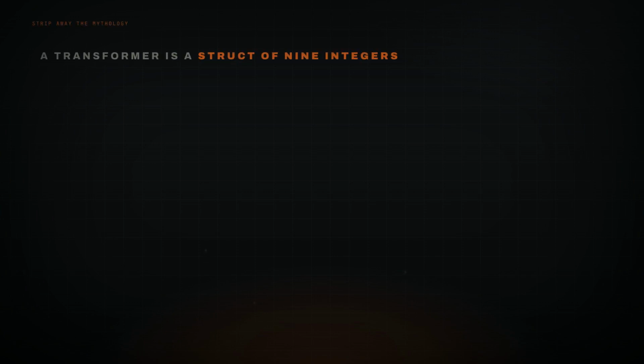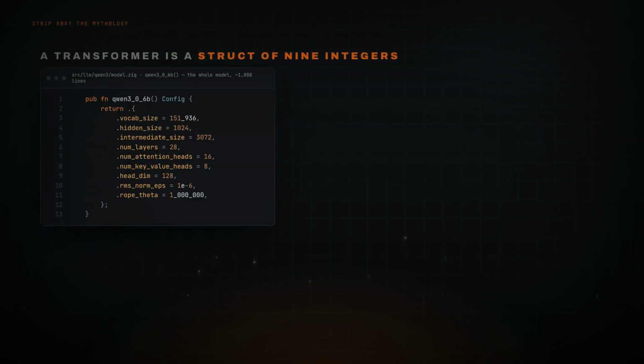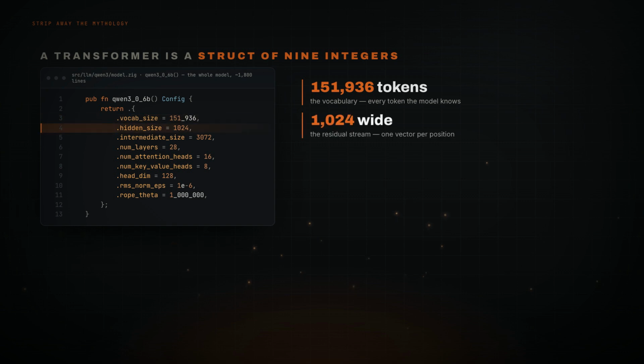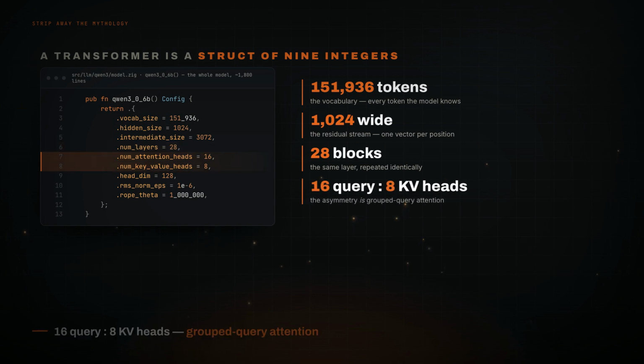Strip away the mythology, and a transformer's architecture is a struct of 9 integers. This is Qwen3 0.6B, the chapter's reference model, verbatim: a vocabulary of 151,936 tokens, vectors 1,024 floats wide, the same block repeated 28 times, 16 attention heads sharing 8 key value heads. Everything between typing a question and reading the answer lives in one Zig file you can read top to bottom.